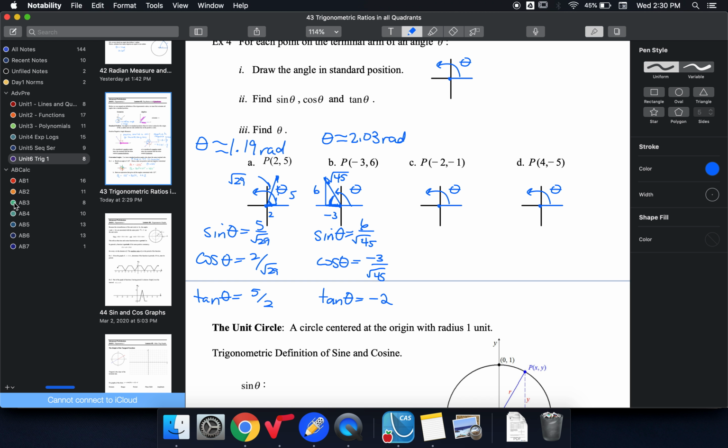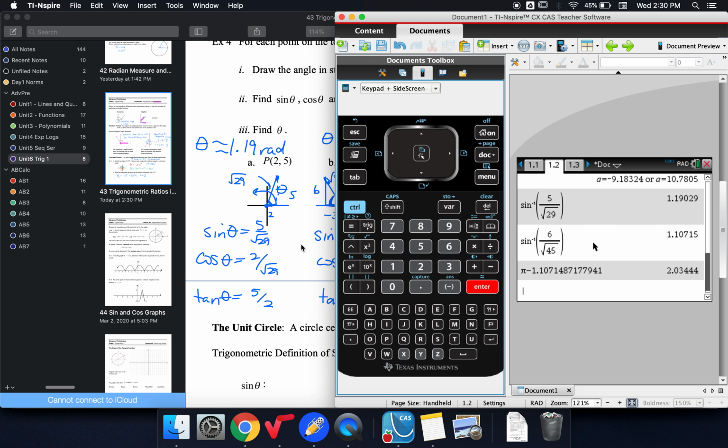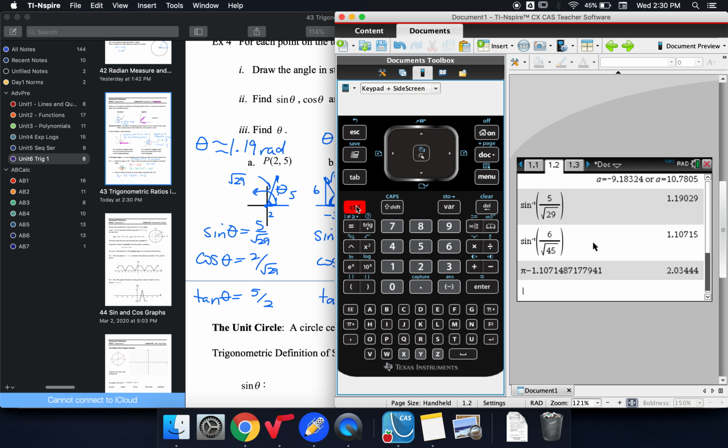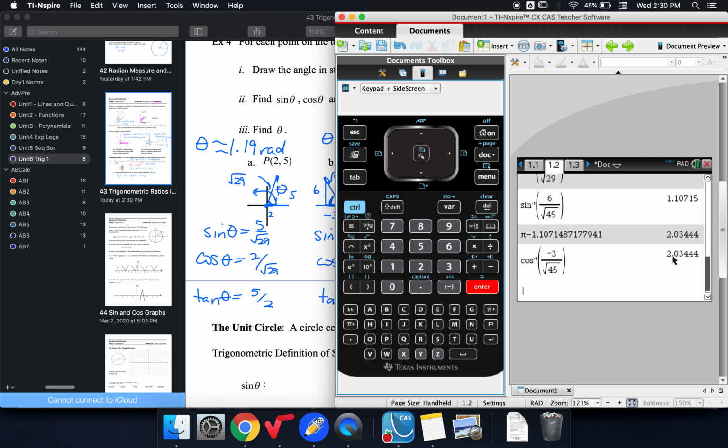If I had done cos inverse with the negative, so let's look at that. Just trig, cos inverse, negative 3 over root 45. This time, notice it gives me the angle I wanted. So doing cos inverse there would have been the smarter thing to do.